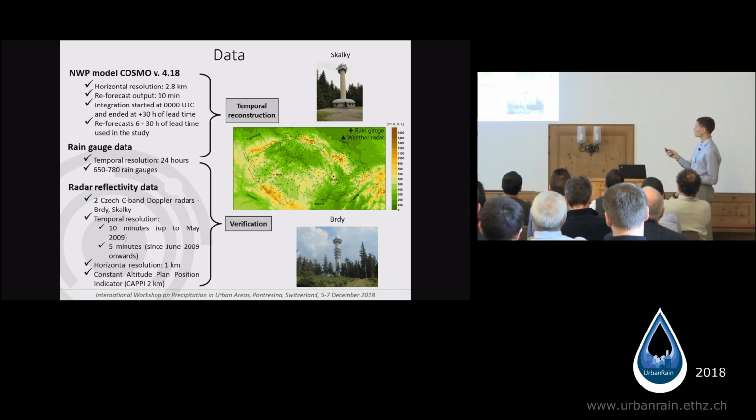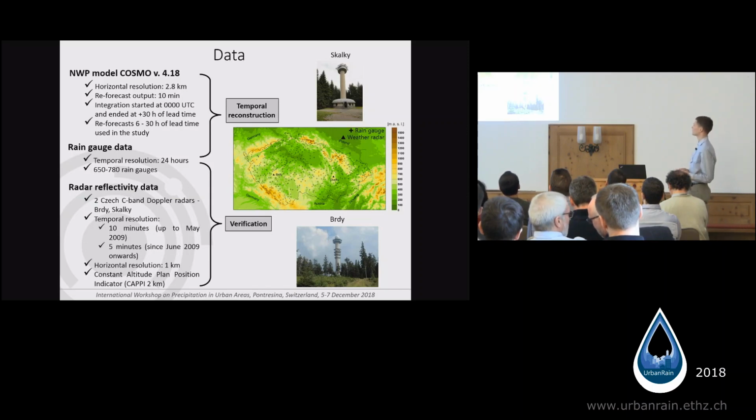For the temporal reconstruction, we also used rain gauge data that recorded the daily precipitation sum, since 6 to 6 UTC of the next day. And you can see that the spatial distribution of rain gauge records well covers the area of the Czech Republic.